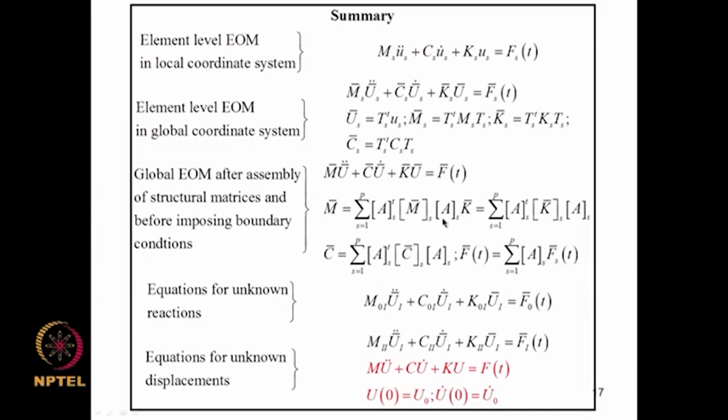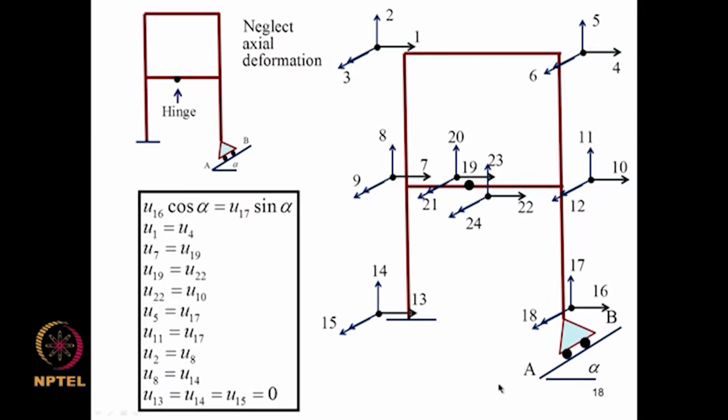So, upon imposing the boundary conditions and partitioning the vector u accordingly, we got the final equation of motion for the system for the unknown displacements as M u double dot plus C u dot plus K u equal to f of t, where u of 0 is u naught and u dot 0 is u naught dot, which are the initial displacement and velocities. We considered various complicating issues.